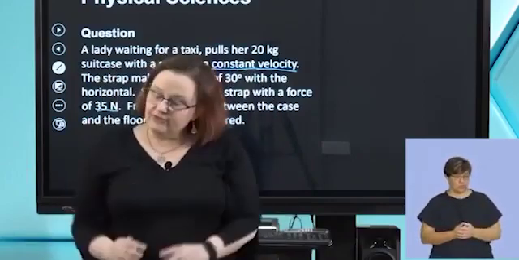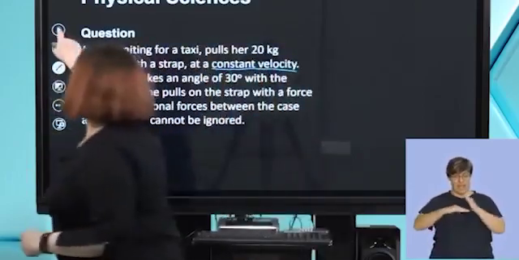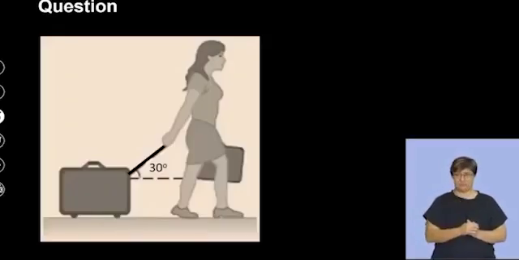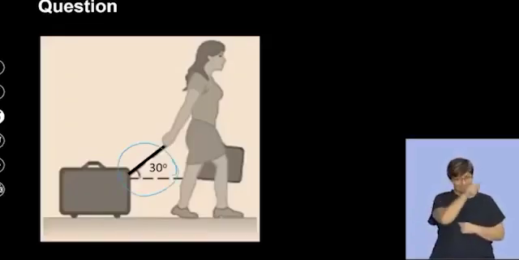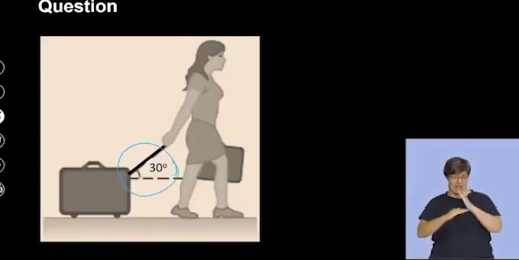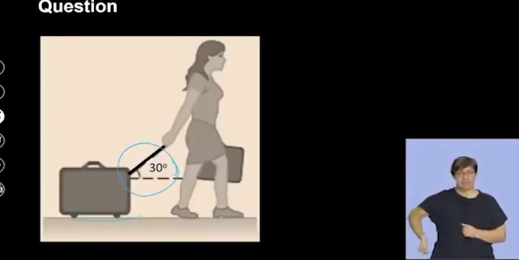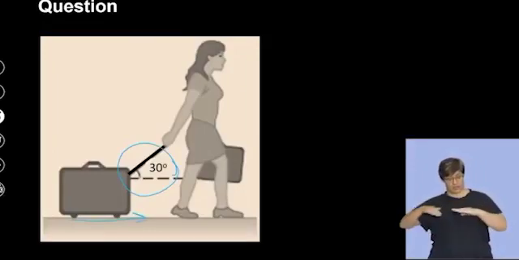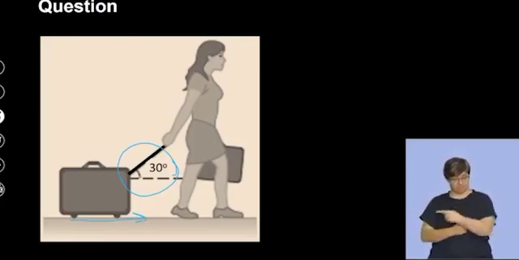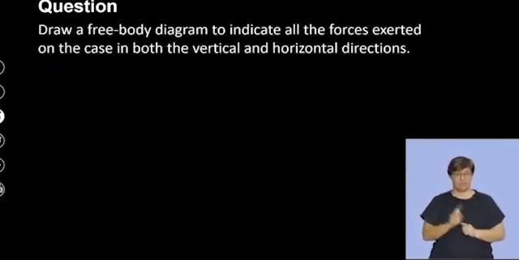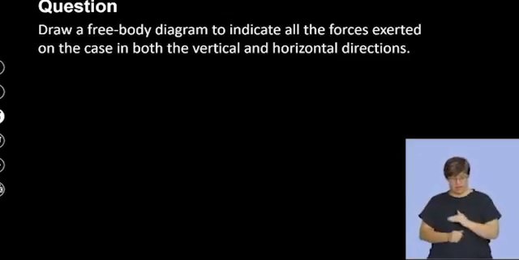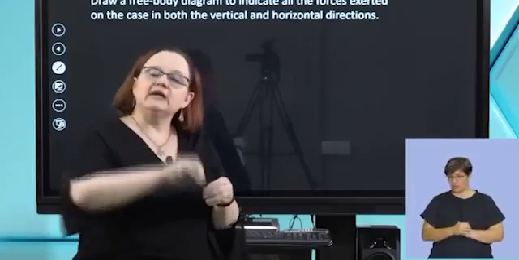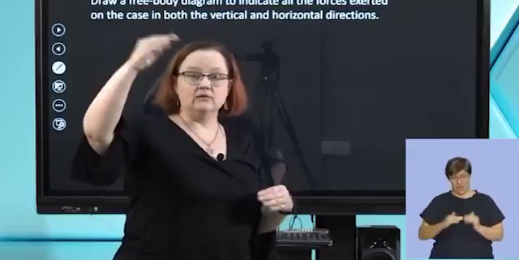So, the 35 newtons is at an angle, and I actually have a diagram for us, okay? So we're concerned with what's happening there. It's at an angle. Remember, the suitcase is moving horizontally, so it's the horizontal forces that are important for us. First question, draw a free body diagram. Free body diagram means a dot, to indicate all the forces exerted on the case in both the vertical and horizontal directions. Now, this is a different type of question for you, because I don't want the 35, because that's at an angle. I want the other forces.